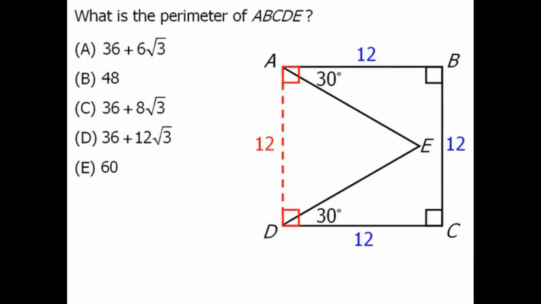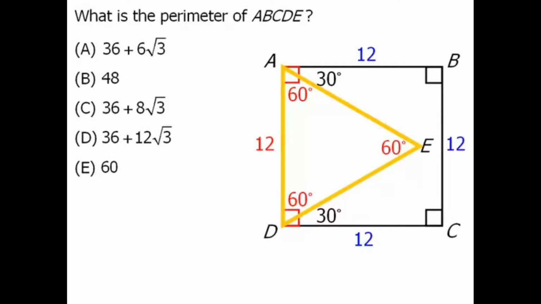Now if our angle DAB is 90 degrees, we know that this angle here must be 60. Similarly, if the angle ADC equals 90, then this angle must be 60. Now let's focus on this yellow triangle here. We already know two angles, so we can calculate our third angle to be 60 degrees.